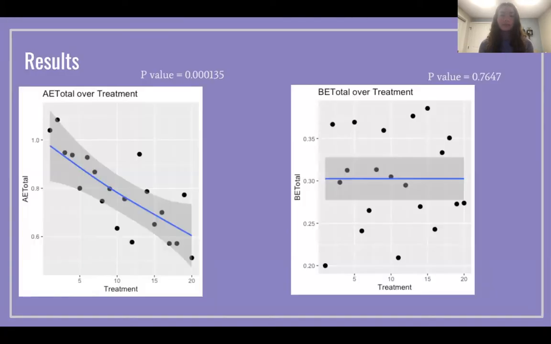Here's a photo of some of the code that I used as part of RStudio to complete the graphs as well as the statistical analysis. The two main results were most important. Here we have shown AE total over treatment and BE total over treatment.